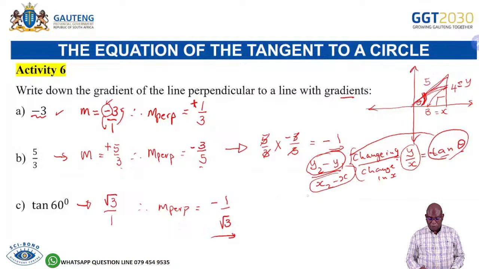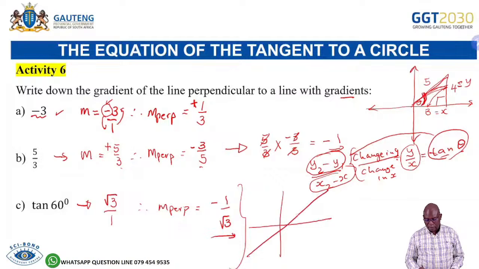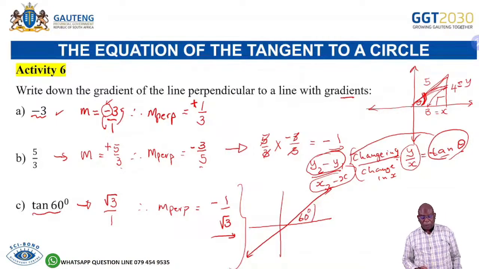The gradient of that line is tan 60, and these are questions that can be asked in an exam: if I've got a straight line that makes an angle of 60 degrees, calculate the gradient of that straight line. How do I calculate it? I just get the tangent of 60, then I'll get the gradient of that line. So it's easy to get the gradient of the line when you're given the tan.